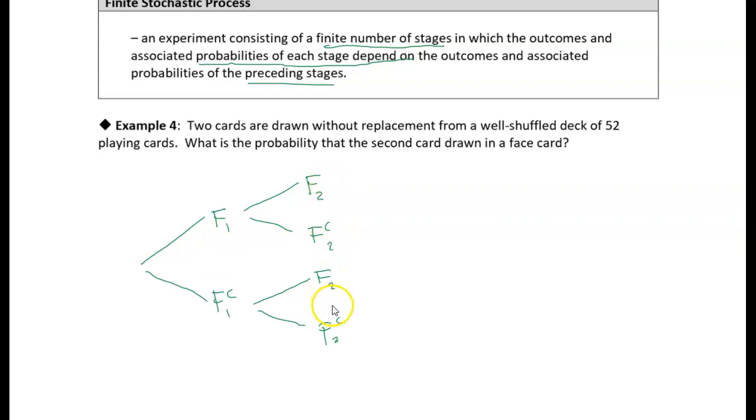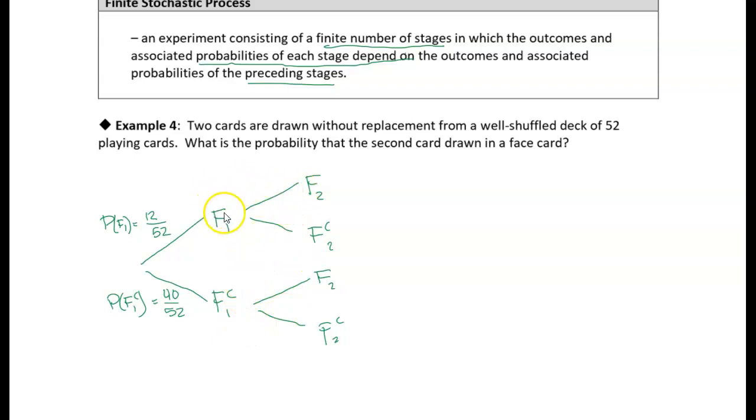Now let's take a look at what the probabilities are. On the first draw we have 12 face cards out of 52 cards in the deck, because we haven't drawn any cards yet. That's the probability of a face card on the first draw. What's the probability of not drawing a face card on the first draw? Well, we have 40 other cards out of 52, so there's a 40 out of 52 chance that we will not draw a face card. I'm going to put these probabilities on the branches of the tree.